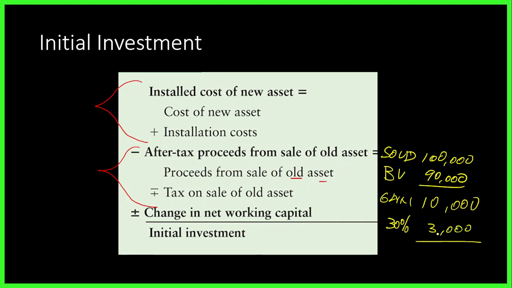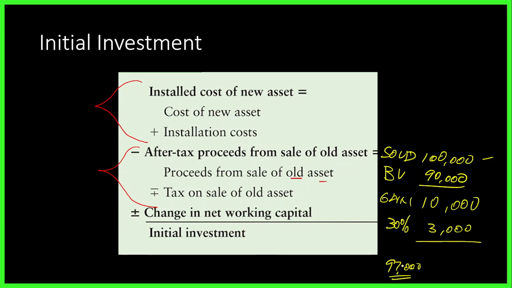So that means when you sold it for 100,000, you cannot benefit from all of it. The only benefit will be 100,000 less 3,000. So what is the difference now? That is what you call your after-tax proceeds from the sale of the old asset. In this case, it's 100 minus 3, so you will now have 97,000.